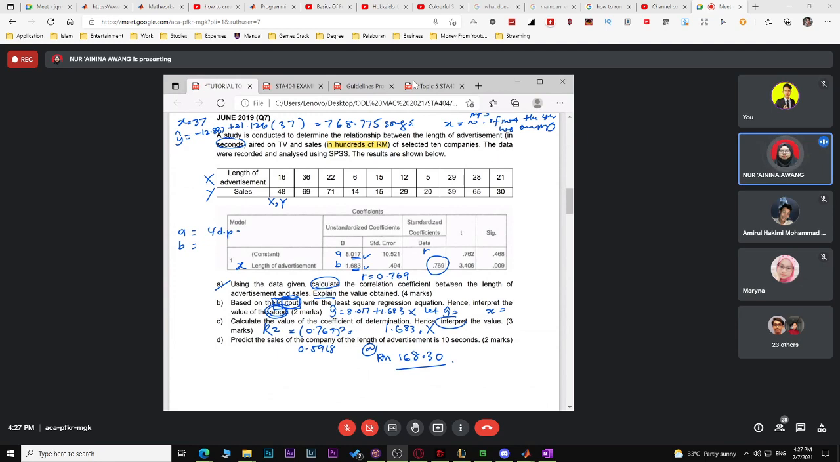And then the last one, the question asks you to predict the sales of the company if the length of advertisement is 10 seconds. So kalau dia punya length advertisement is 10 seconds, so what is your sales? So just substitute into this equation. So nanti jangan lupa dia punya unit.